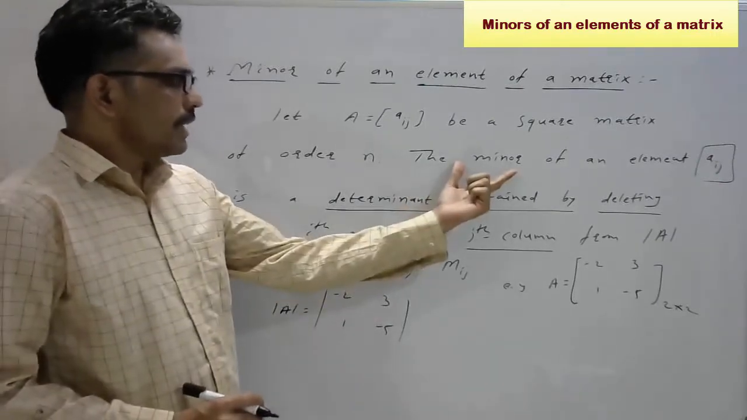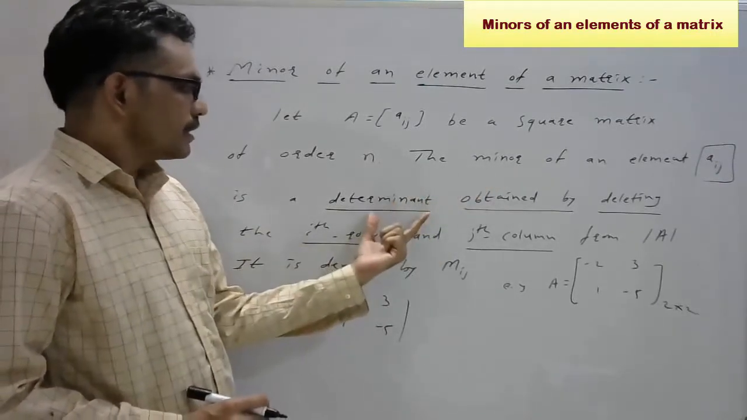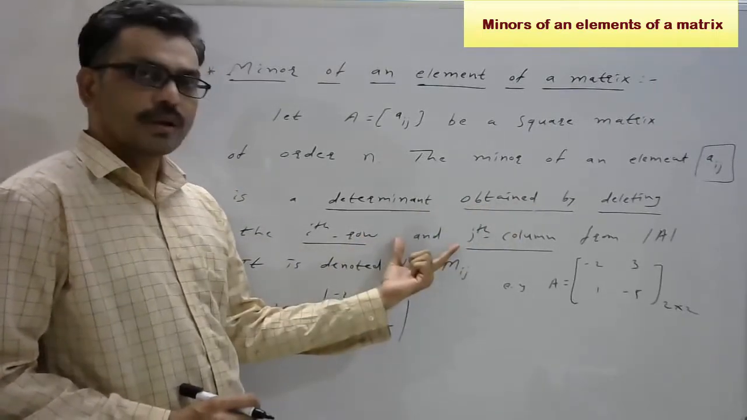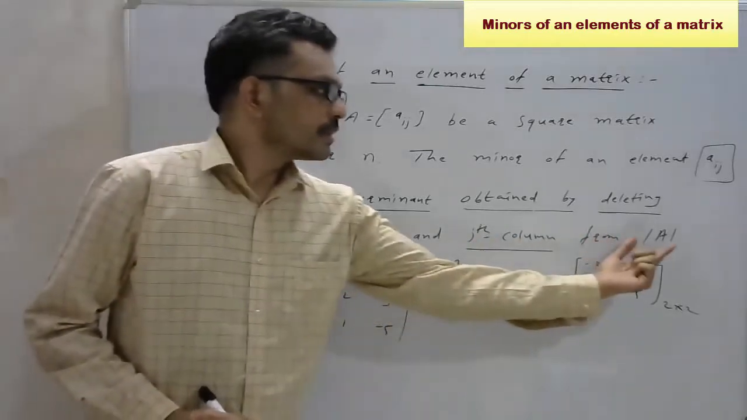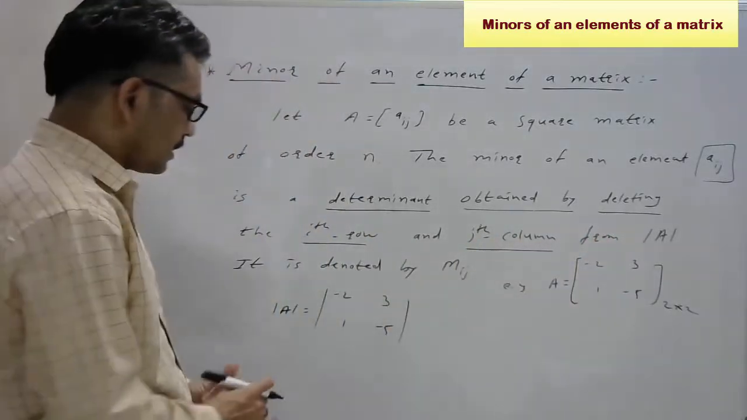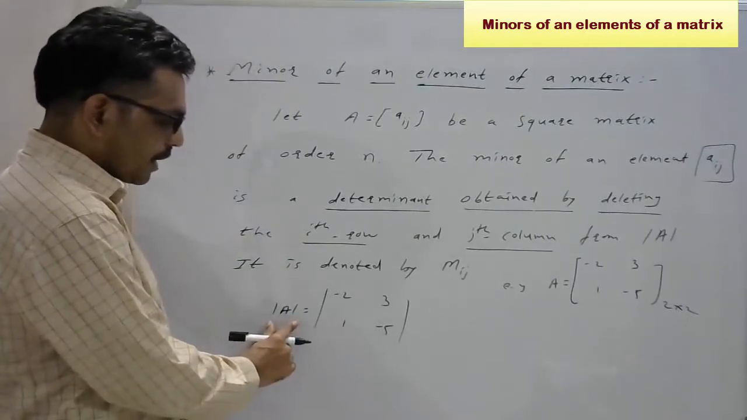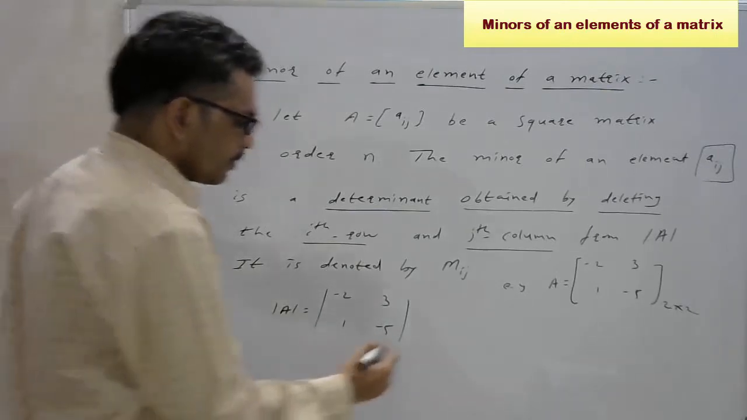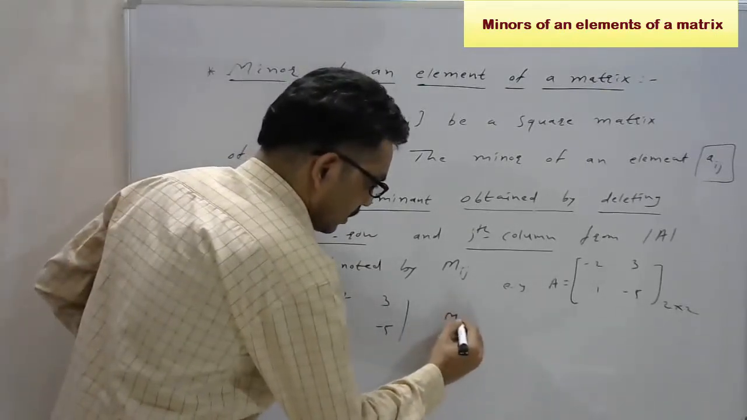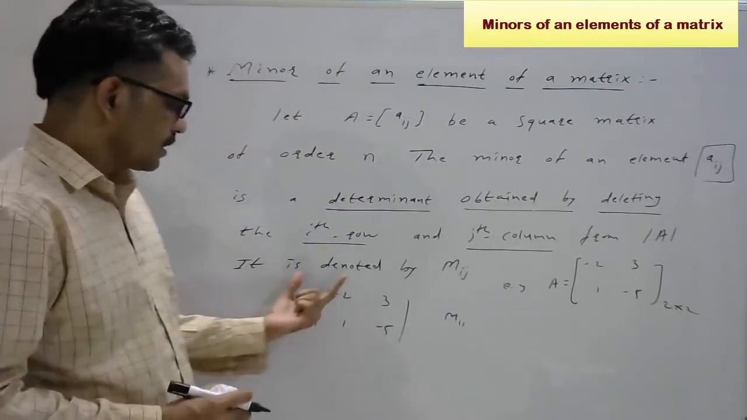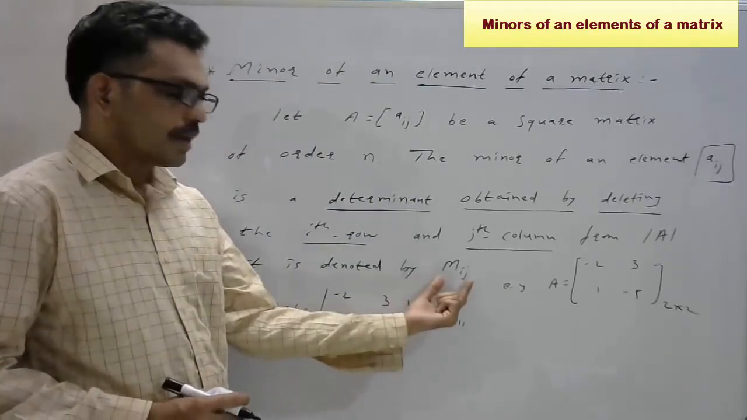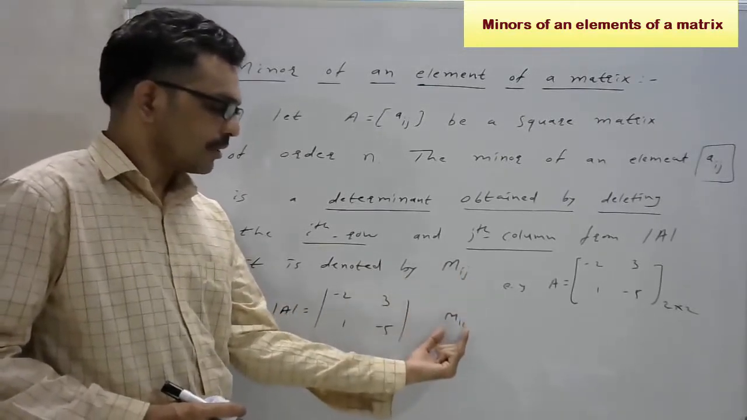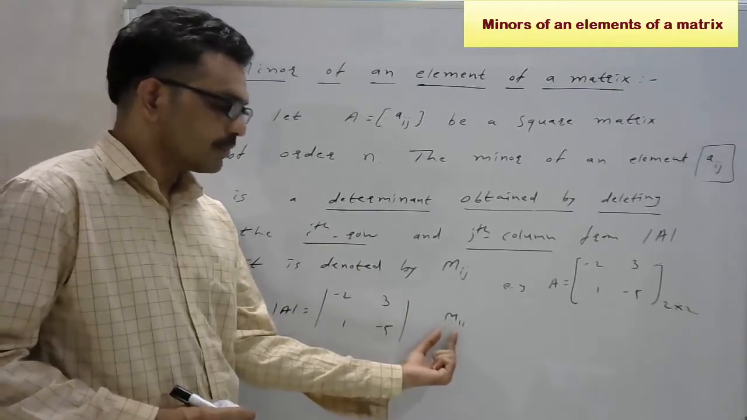The minor of an element aij is a determinant obtained by deleting the ith row and jth column from the determinant of A. See, this is the determinant of A, having elements -2, 3, 1, -5. Now we find the first minor, M11. Mij means ith row, jth column. Here the first minor element, M11, is the first row, first column.